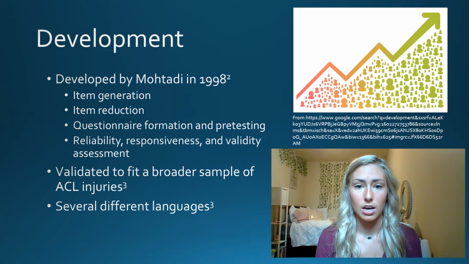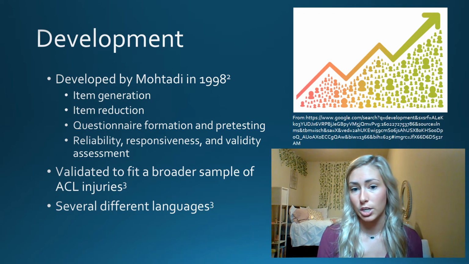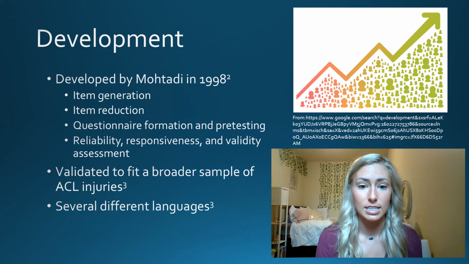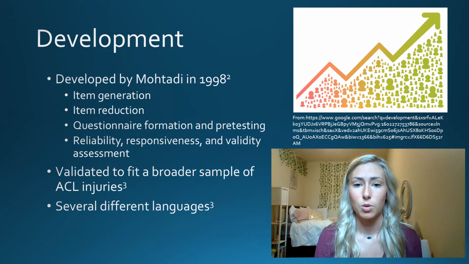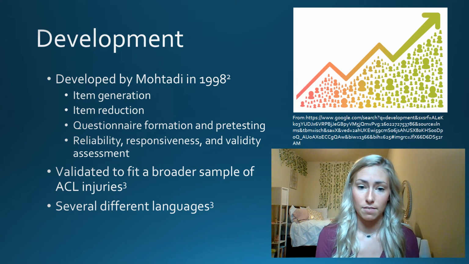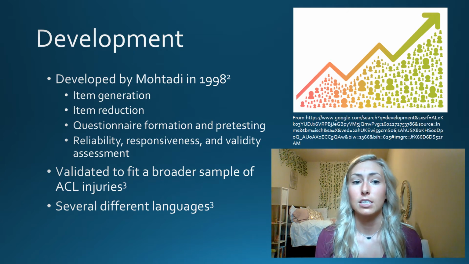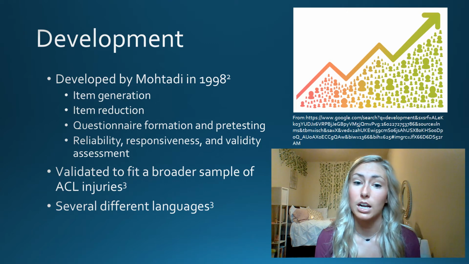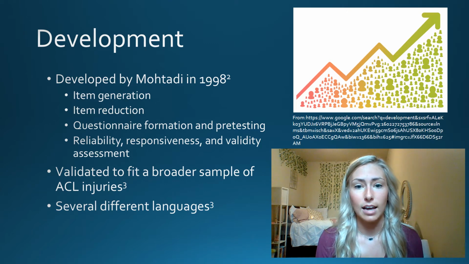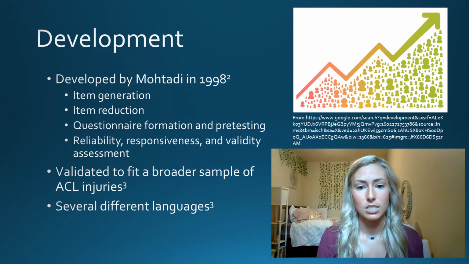The first stage was item generation, and this used 167 items. Next was the item reduction stage, and this was done by surveying 79 patients. Next was the question formation and pre-testing stage, and this was completed on 20 patients. And lastly was the stage where they looked at reliability, responsiveness, and validity, and this was completed on 100 patients.